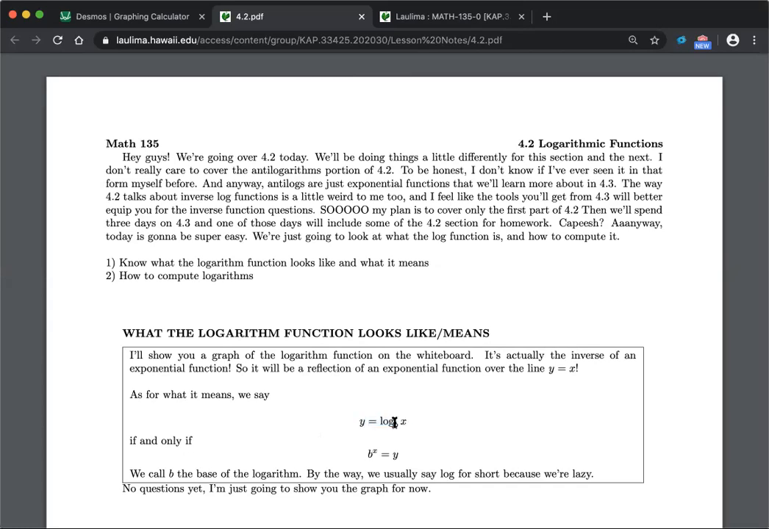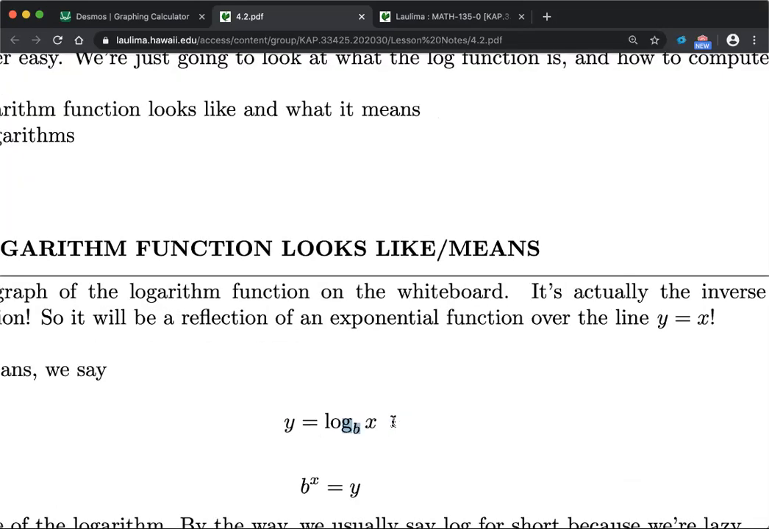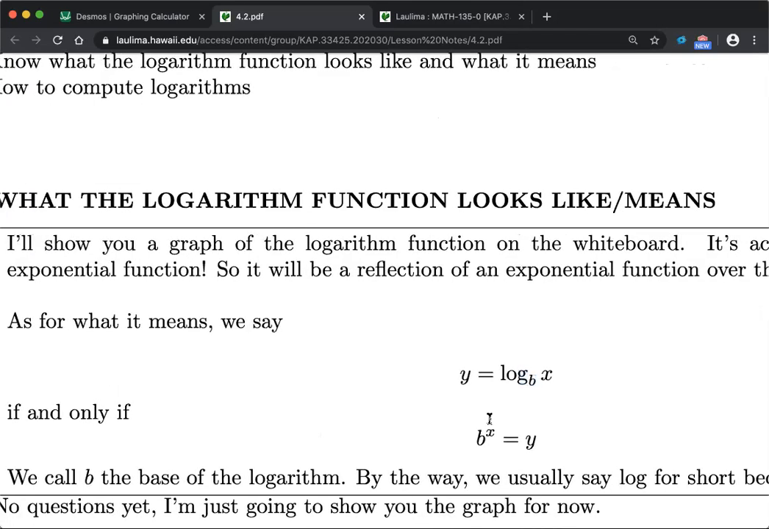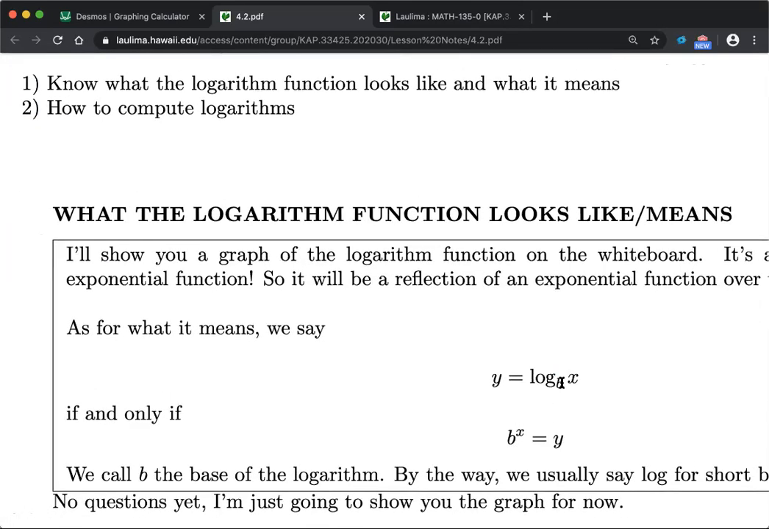Y is equal to log, and then the bottom number here is what we call the base. You can kind of think of it as base because it's on the bottom, like in the basement below everything. So it's in the bottom part, so it's called the base. And also because what this log means is that b, that base value, to the exponent is equal to the other side of the equation.